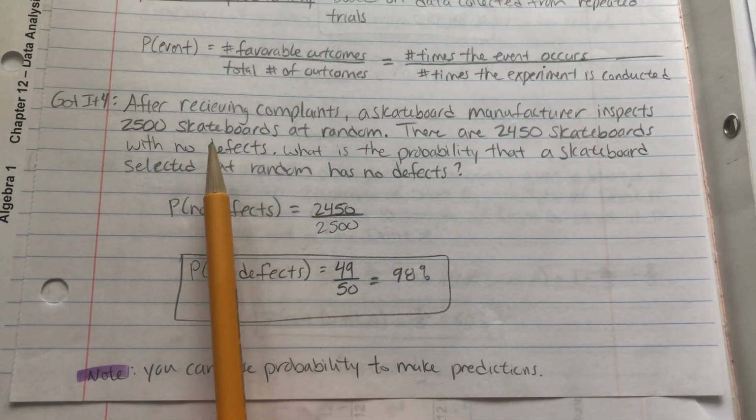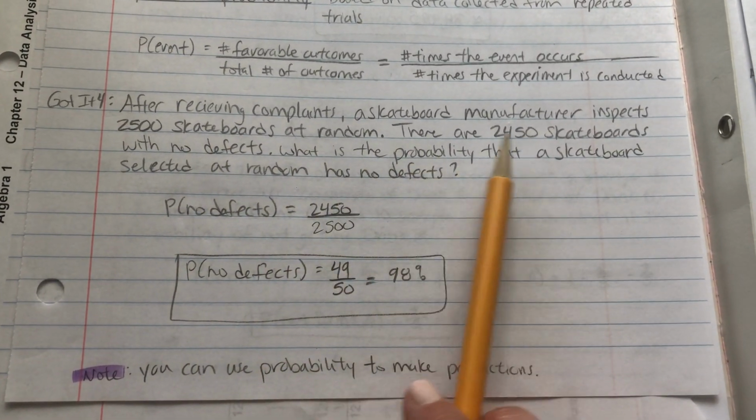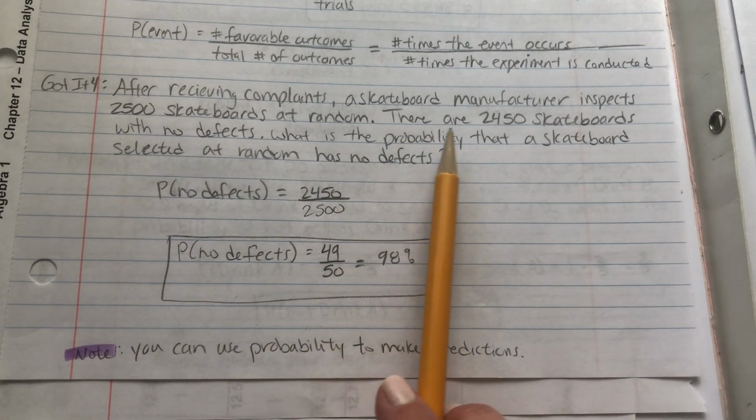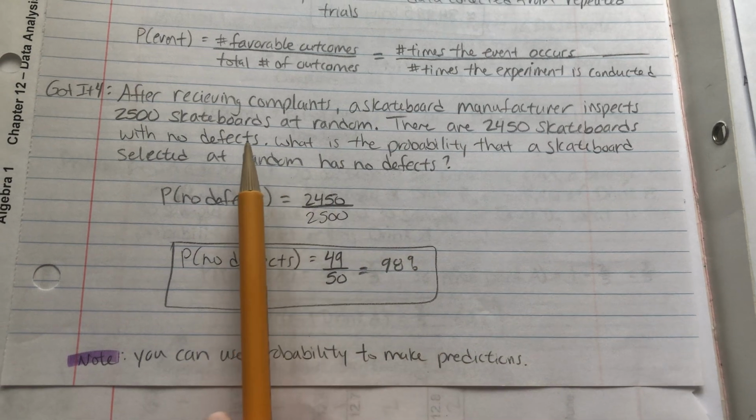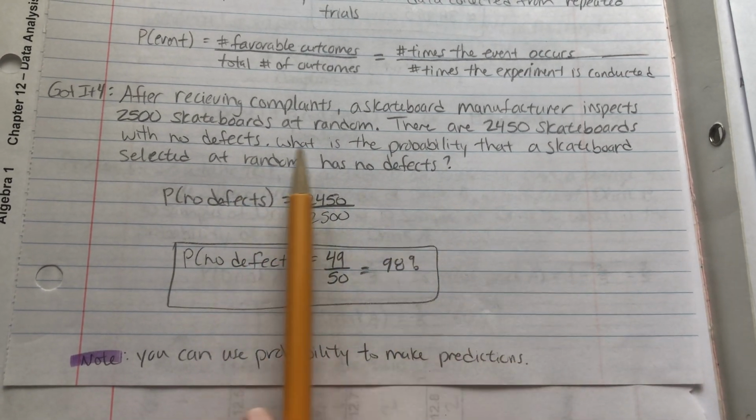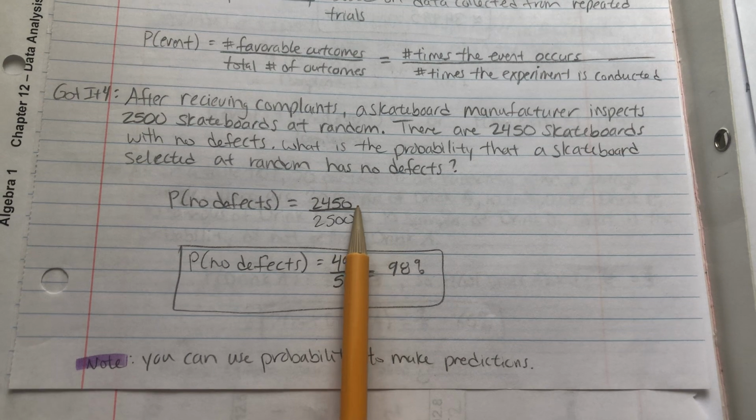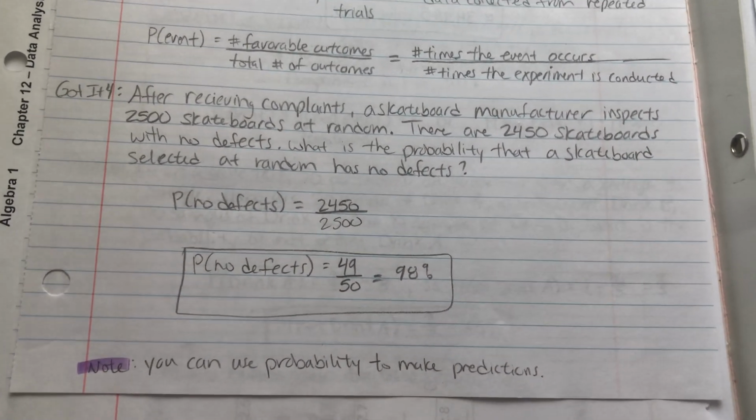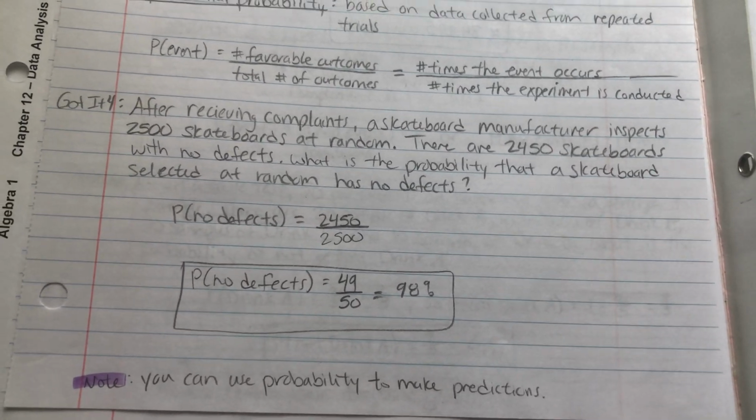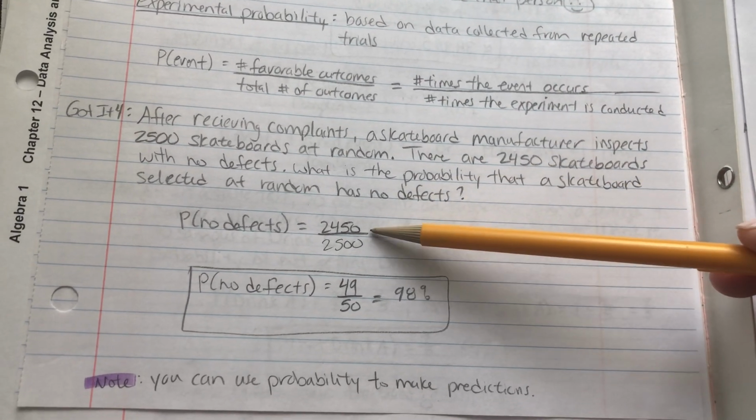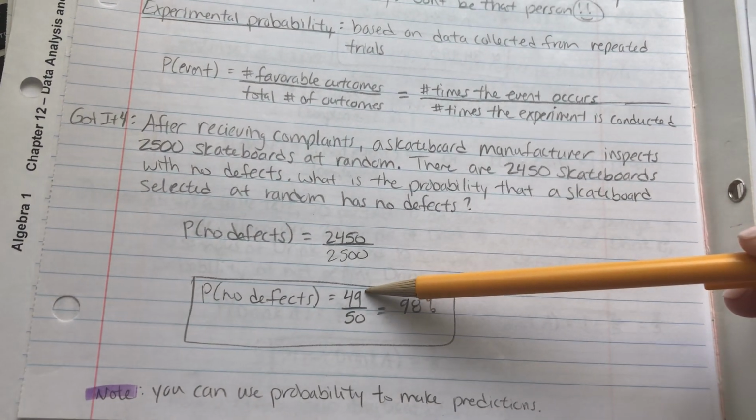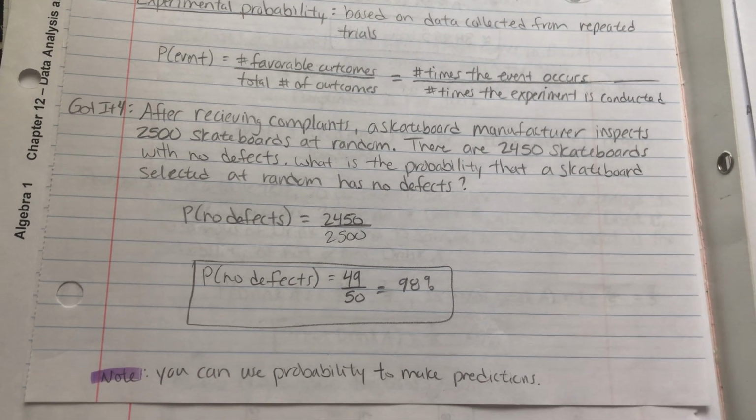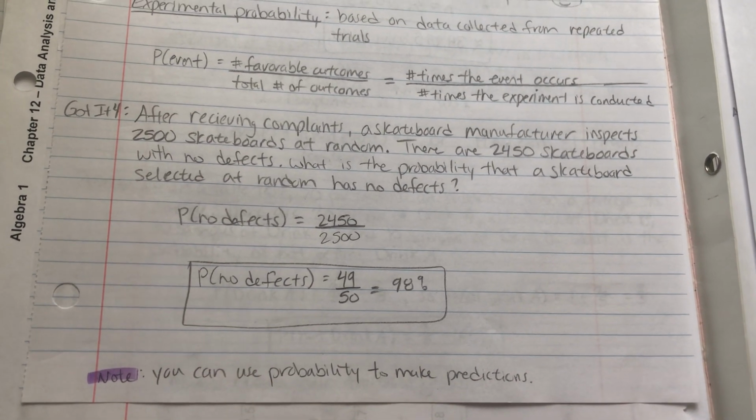So, got it. 4. After receiving complaints, a skateboard manufacturer inspects 2,500 skateboards at random. There's that random again. There are 2,450 skateboards with no defects. What is the probability that a skateboard selected at random has no defects? Well, this is based off data. So even though we're finding it the same way as theoretical probability, it's technically considered experimental. So we divide, which means we want to either simplify the fraction or write it as a percent.